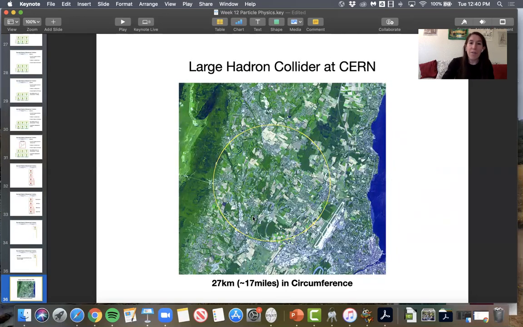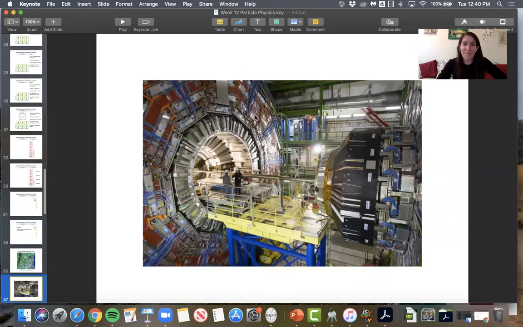So this is a sort of bird's eye view of the Large Hadron Collider. This is a ring. This yellow line is representing this gigantic tunnel under the Earth. So this is the approximate position of it. And this ring is 17 miles in circumference. So this is a very large experiment. That's the Large Hadron Collider, right?